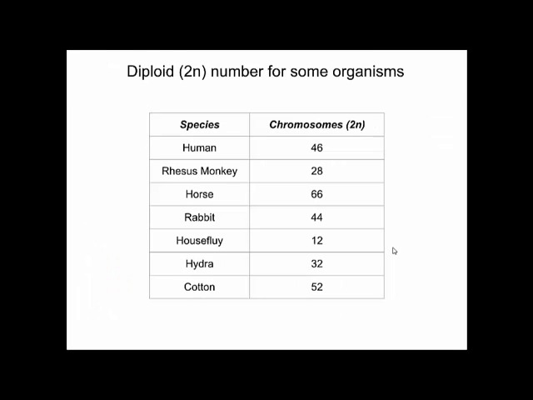So the difference in number, as we said, in humans is 46, but it varies in different species. The number doesn't really mean anything. It doesn't have to do with complexity or size or intelligence or evolutionary history. It's just a number. Humans have 46 chromosomes, that's our diploid number. Rhesus monkey, 28, a horse, 66, rabbits, 44, and so forth.